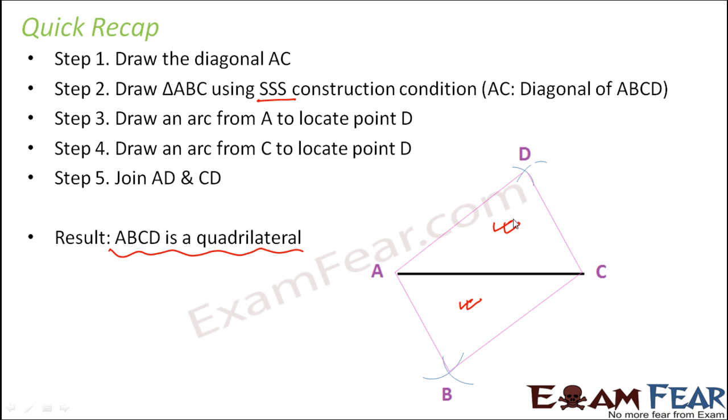So with this example, you can very clearly see that we really do not need the values of all sides, all angles and all diagonals to draw a quadrilateral. Even if we know the value of all the four sides and one diagonal, we can draw a perfect quadrilateral.